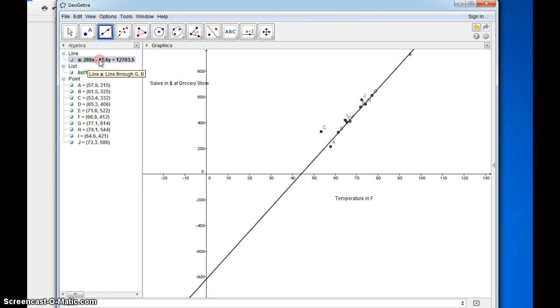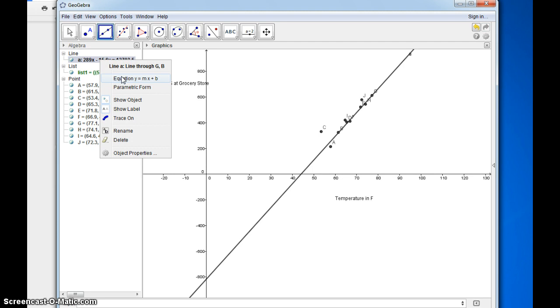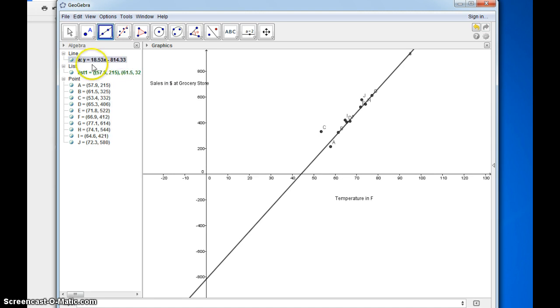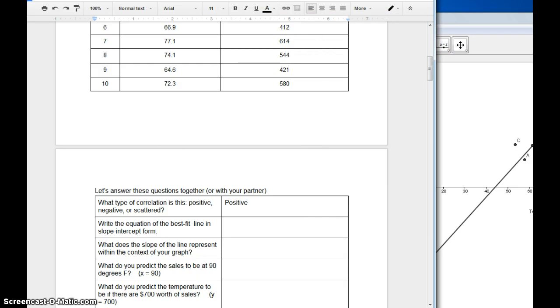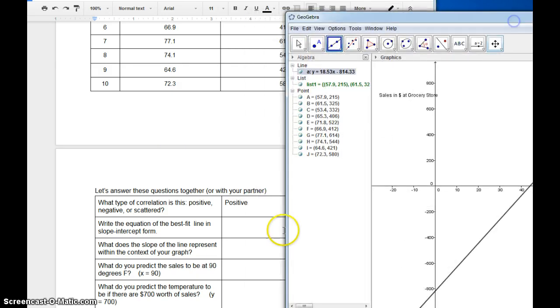Well, we're going to let GeoGebra help us. Equation y equals mx plus b. There it is in slope-intercept form. You cannot copy this into your worksheet. You have to type it out. So I'm going to write it out right here.